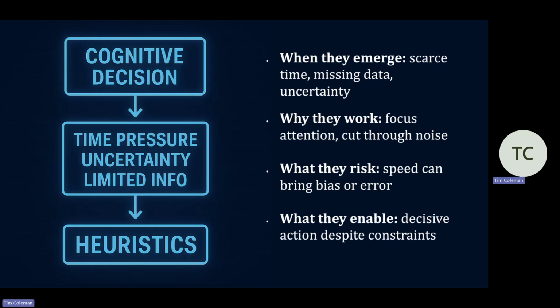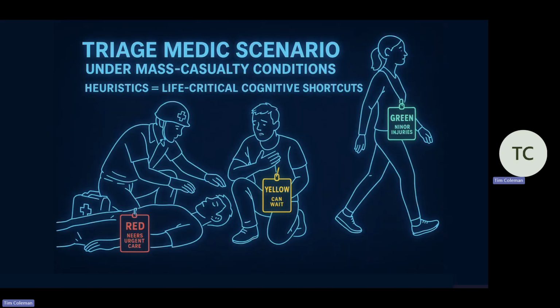So what do they enable? Despite the risk, heuristics enable decisive action despite constraints. So let's walk through a concrete example of heuristics in action.